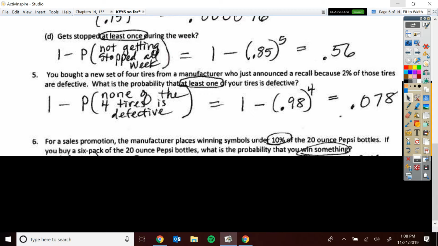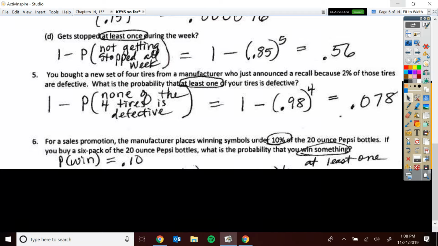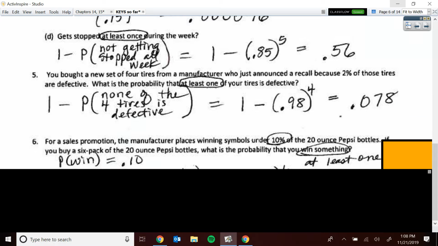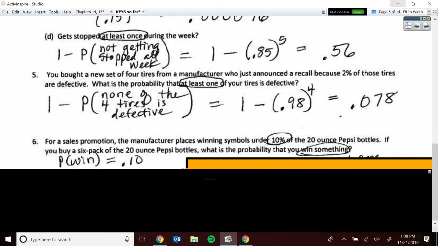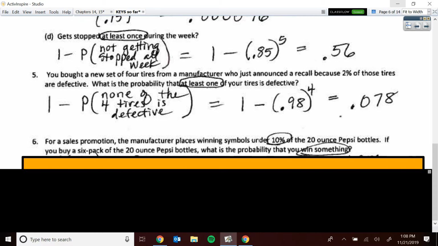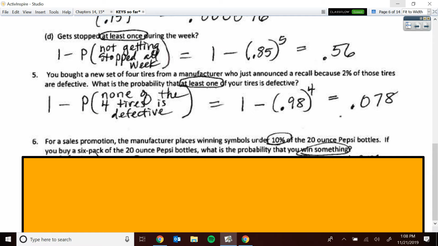Okay, so here we go. Last one. For a sales promotion, we have the 6-pack of the 20-ounce Pepsis, those little bottles. And so we've got the situation where we want to see if you win something. What does it mean to quote unquote win something in that 6-pack of Pepsis? At least one of them is a winner. So winning something is just another way of saying at least one of them wins.